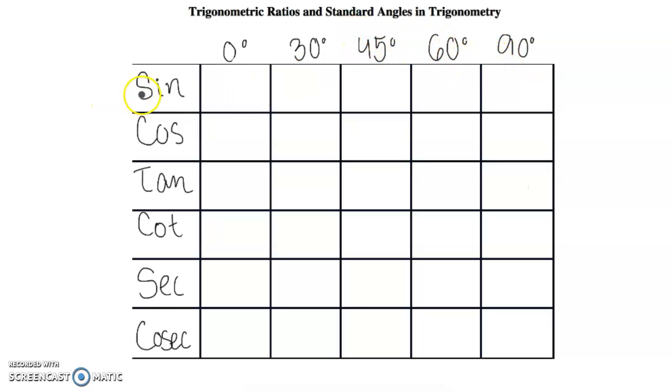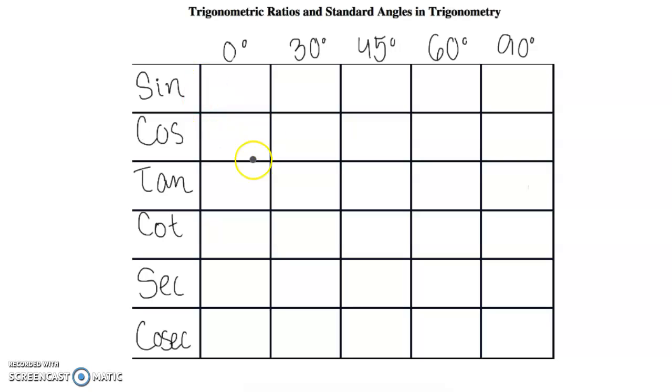0 degrees, 30 degrees, 45 degrees, 60 degrees, and 90 degrees are the standard angles in trigonometry. Sin theta, cos theta, tan theta, cot theta, sec theta, and cosec theta are the 6 trigonometric ratios in trigonometry. Sin theta is equal to the perpendicular side of a triangle divided by the hypotenuse of a triangle. Cos theta is equal to the base of a triangle divided by the hypotenuse of a triangle.